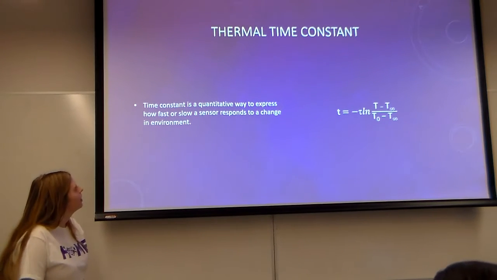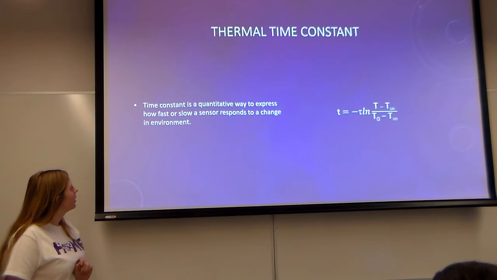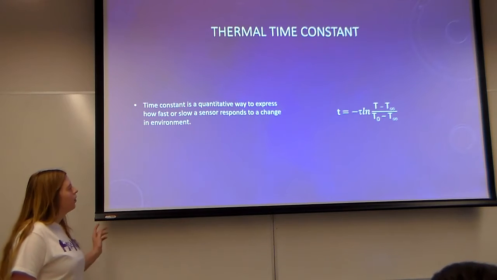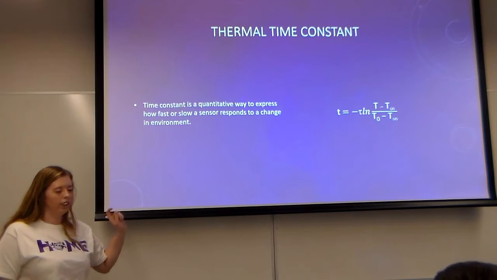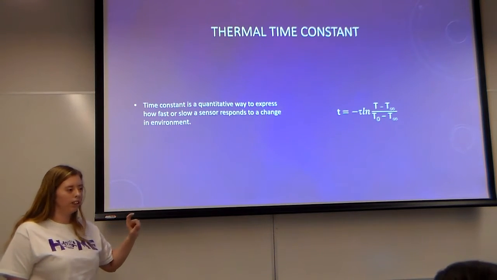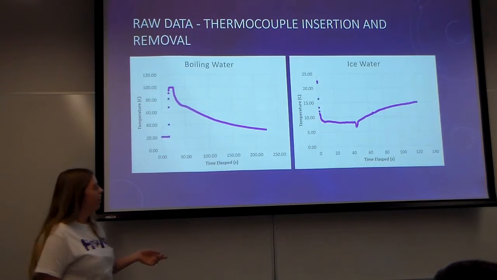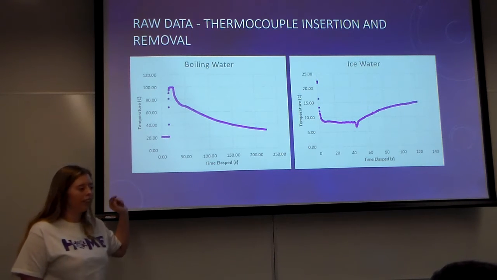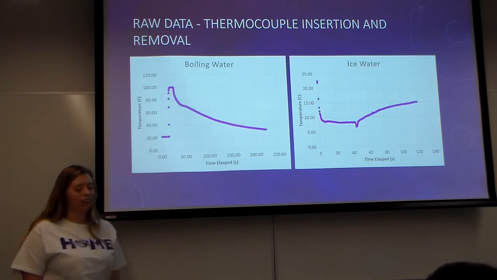Then I wanted to give the definition of the thermal time constant. It's a quantitative way to express how fast or slow a sensor responds to a change in environment. The equation they gave us in the instructions was time equals negative tau, where tau is your time constant, times ln of your normalized temperature equation. This is the raw data for both of our experiments. I did see the boiling water had an almost instantaneous temperature change, whereas the cooling water took longer to cool down.